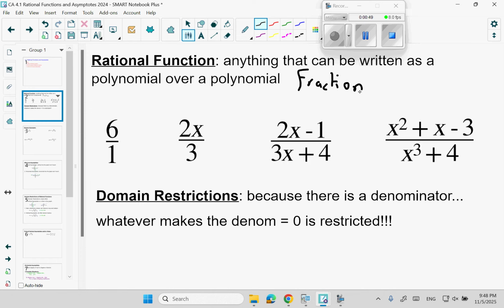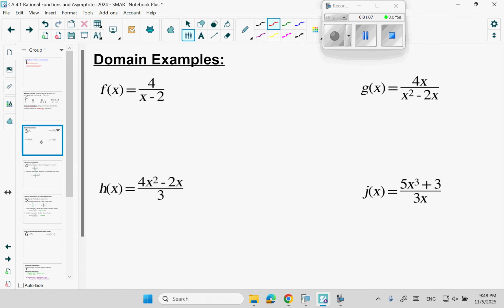Now, this causes issues because we run into one of the three domain restrictions that we've been talking about all year. You cannot divide by 0. That's bad. So whenever the denominator equals 0, we have to look out for that. So let's take a look.